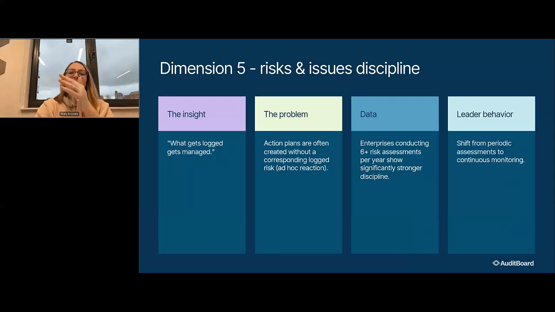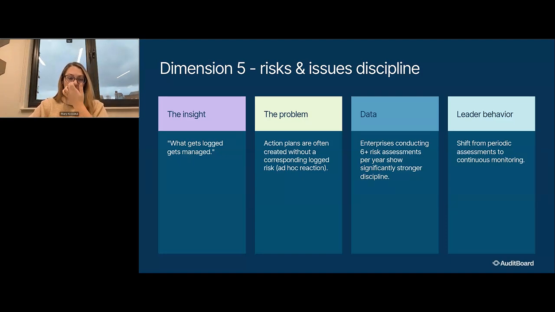Okay, and the next dimension is on the risks and issues discipline. So capturing risks, surfacing issues, developing remediation plans, it's the backbone of all mature risk management. It's part of the risk management framework. So without reliable processes for logging exposures and following up, enterprises cannot truly be at the forefront and really make sure that you're using risk to your advantage.